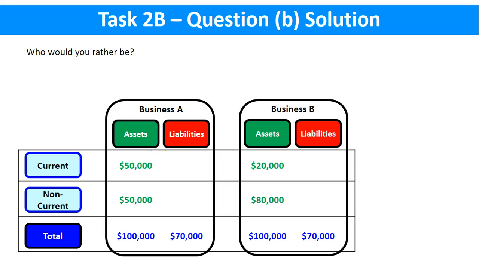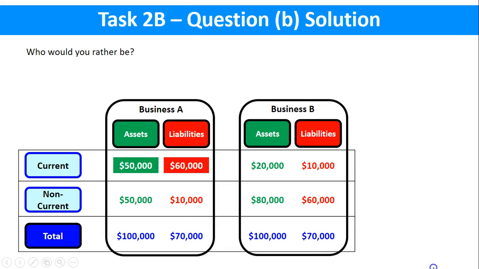However, what we also do is we classify liabilities. We split them into current and non-current. So what if we found out that business A had current liabilities of $60,000, so 50,000 current assets versus 60,000 current liabilities, but business B only had $10,000 in liabilities? Well, that actually changes everything. Two businesses who are identical in terms of the same total assets and the same total liabilities are actually very different. And we can see that when we compare the current assets and liabilities for each. I'd actually much rather be business B.